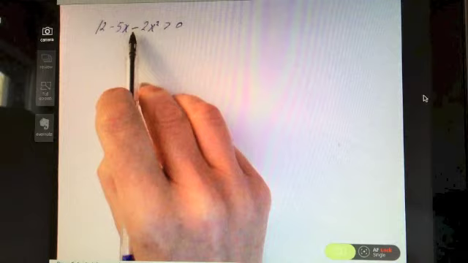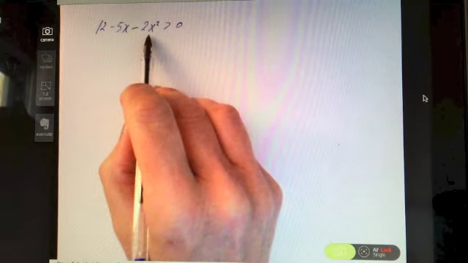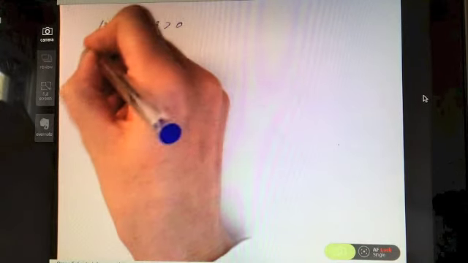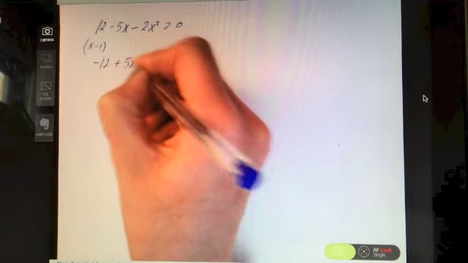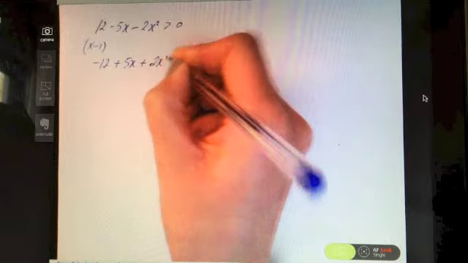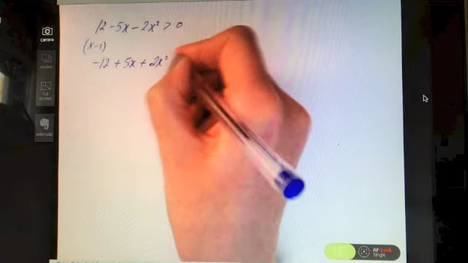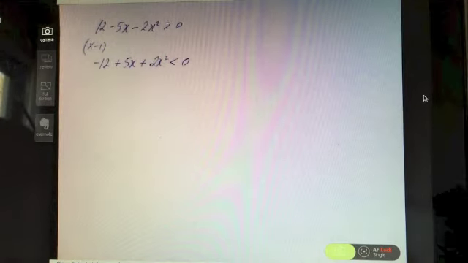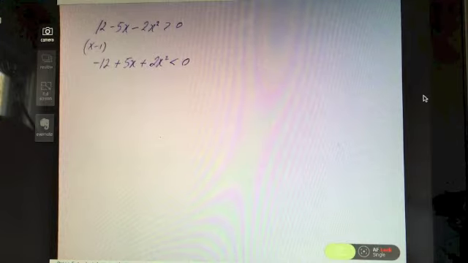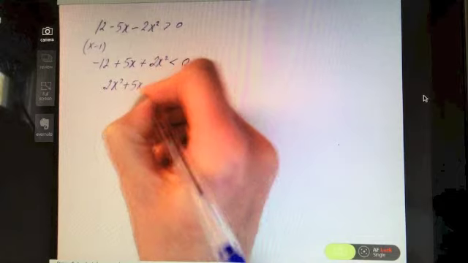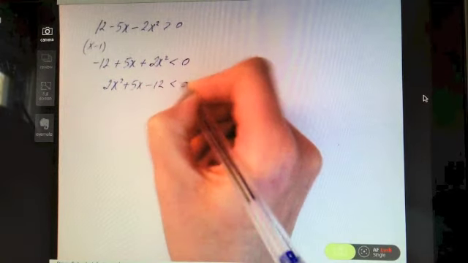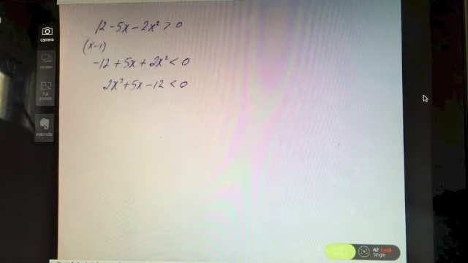So again, we have this negative x squared, and I don't want to get into dealing with that. So what I'm going to do is multiply everything by minus 1. And so I get minus 12 plus 5x plus 2x squared. And of course, because I'm multiplying by a negative, it flips the inequality sign. Okay, so that then gives me 2x squared plus 5x minus 12 is less than 0. That's what I'm looking to solve.